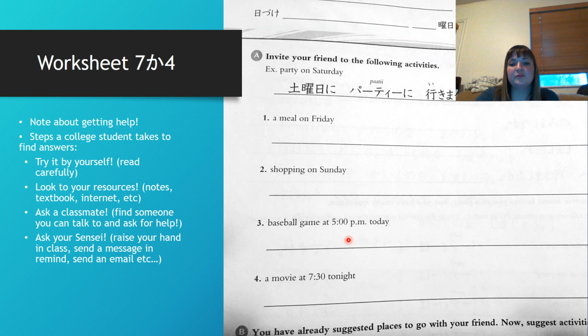Today. Remember, when we're doing our time, you'd probably start with the word today, and then particle no. And then you're going to go ahead and add p.m. 5 o'clock, right? We do our p.m. first, and then 5 o'clock, and then ni, and then go ahead and invite them to the baseball game. And of course, the last one, a movie at 7:30 tonight. That will be the same pattern, okay? If you need to hear that again, go ahead and rewind the video and play that back for yourself, okay?